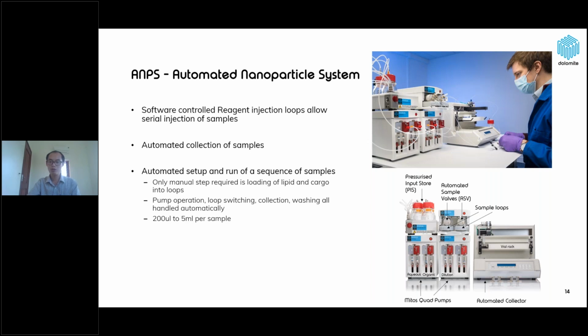And the system allows you to introduce a very small amount of sample from 200 microliters to a big amount of sample like 5 milliliters per sample. And also with the system, after the protocol development or optimization process, it allows you to switch to continuous production mode for batch production at up to 1 liter per hour for scale-up production.